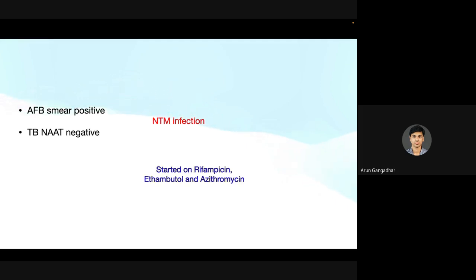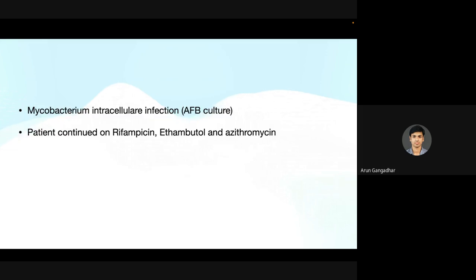So as such, the patient was empirically started on 3 drugs. These are the 3 drugs recommended for any patient with NTM infection: rifampicin, ethambutol, and azithromycin, provided we have sent AFB culture reports. And the AFB culture for this patient revealed Mycobacterium intracellulare infection. So the same treatment was continued. Again, this is a very recent case. The patient has been continuing for around 2 months now, and is tolerating the drugs as well.